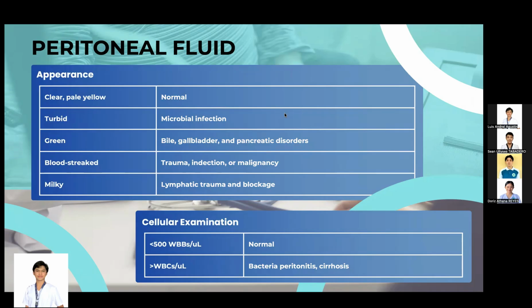Next, for the cellular examination, less than 500 WBC per microliter is the normal range for the peritoneal fluid, which indicates that a low cell count reflects a healthy peritoneal lining, and greater than 500 WBCs per microliter, which is an elevated WBC count, suggests conditions like bacterial peritonitis or complications of cirrhosis.